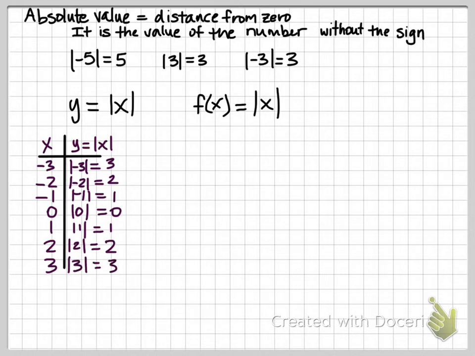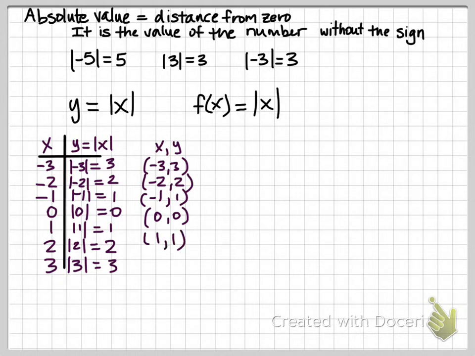So then our coordinate pairs, if we wanted to write it that way, we have -3, +3. This is your x and your y, of course. You have -2, +2. -1, +1. 0, 0. That's our origin, of course. We have 1, 1. We have 2, 2. And we have 3, 3.